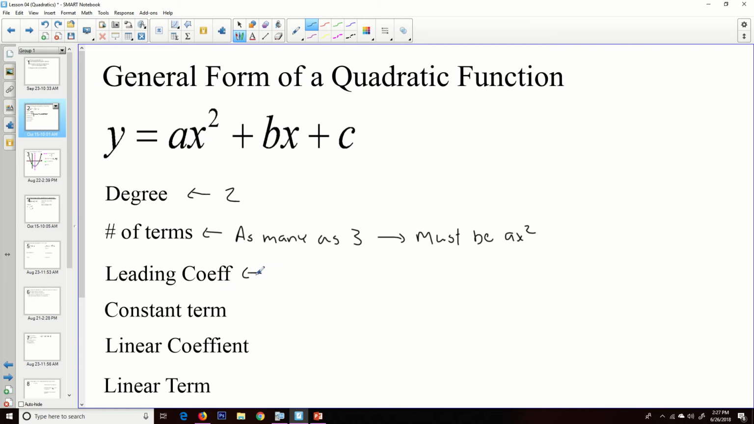The leading coefficient in this case is a. The constant term in this case is c. The linear coefficient in this case is b. And when I say a, c, and b, I'm talking about this a right here, this b, and this c. And then the linear term is bx, being that term. So those are some nomenclature for the parts of a quadratic function.